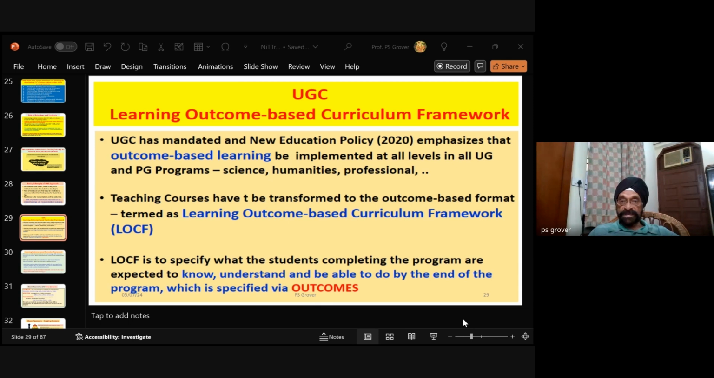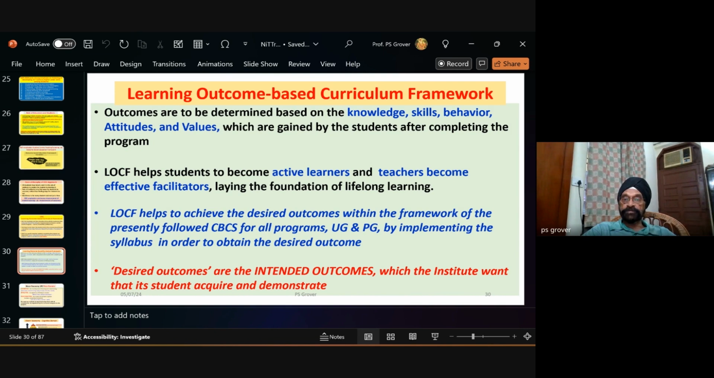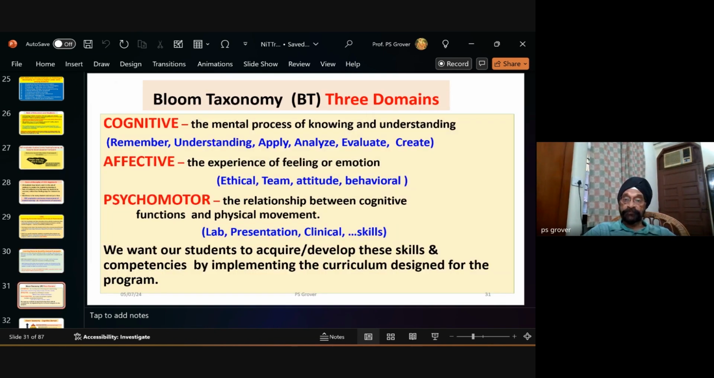Now, UGC has done it. Again, this is the NEP's direction, then the learning outcome-based curriculum framework. Now, why should all this be done? Well, last time I discussed with you that when I prepare my syllabus and implement my curriculum, I should put emphasis on those attributes which are needed by the employers.